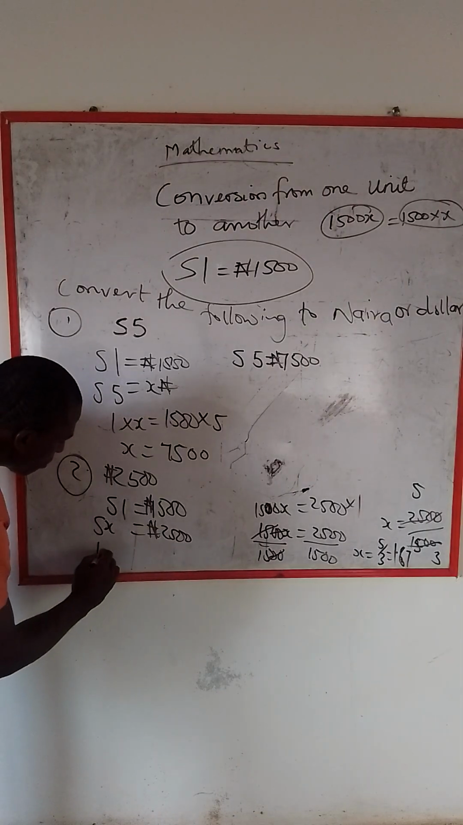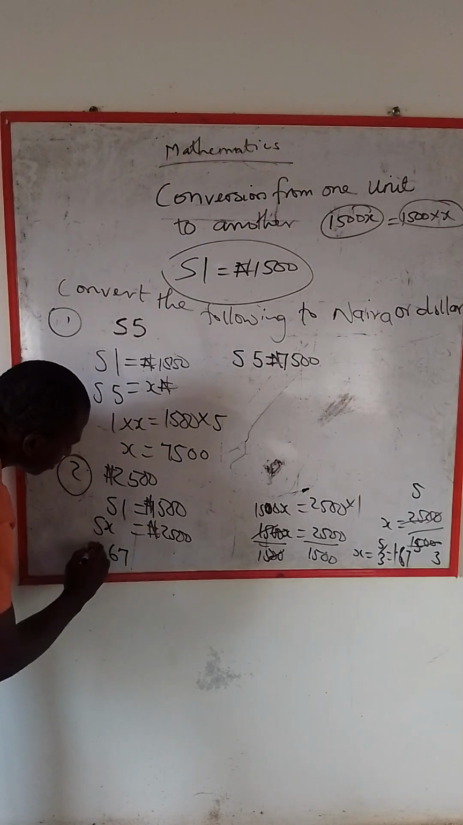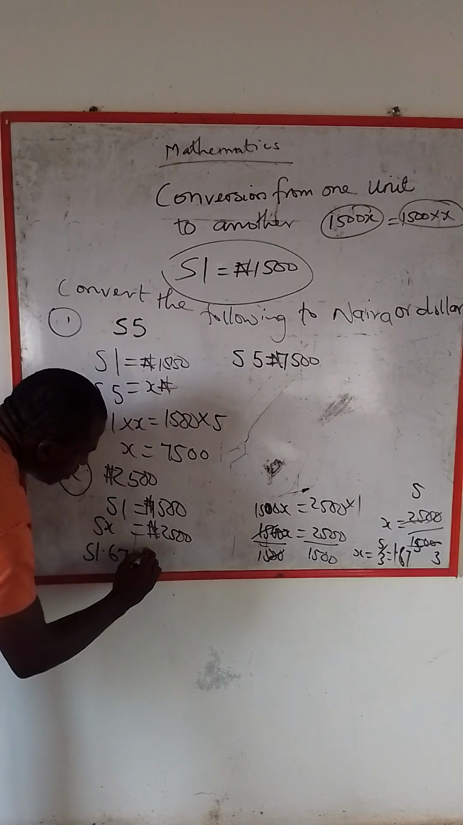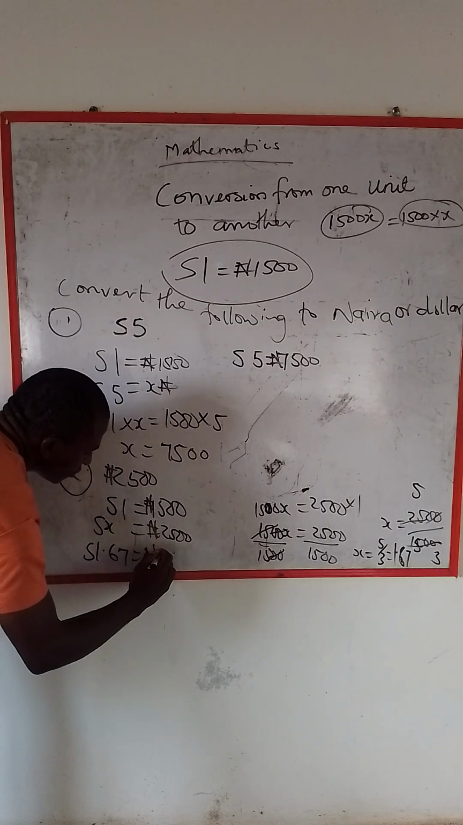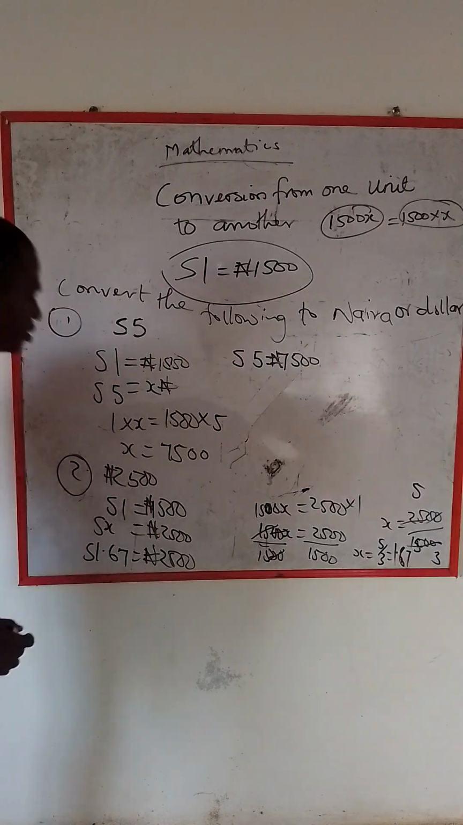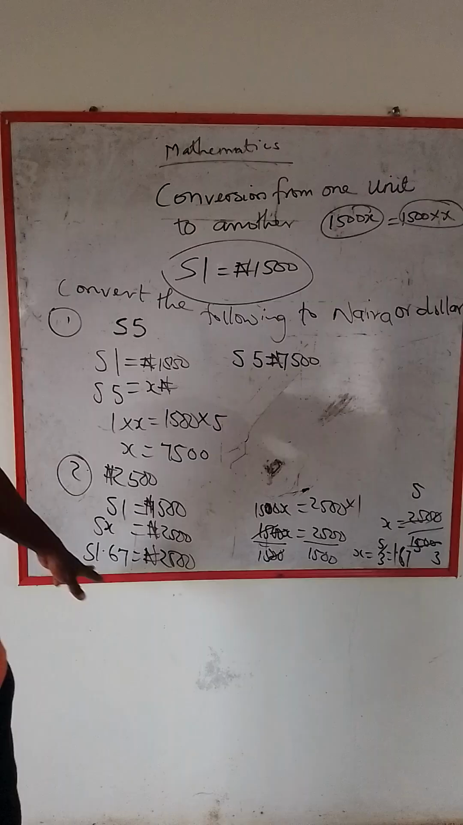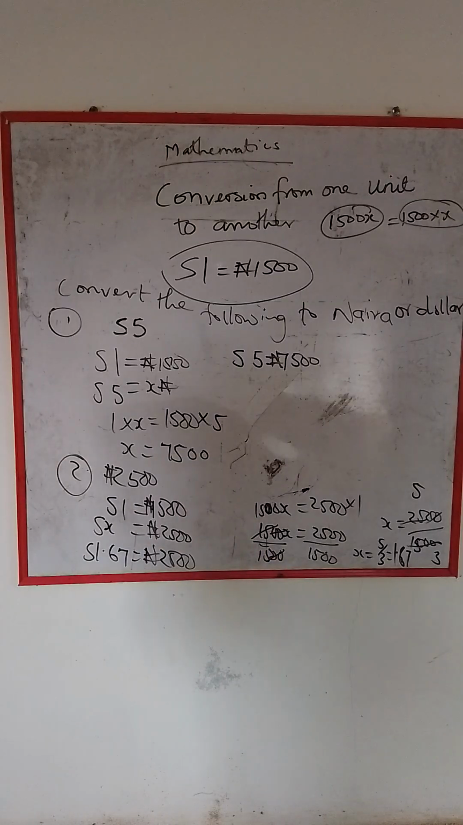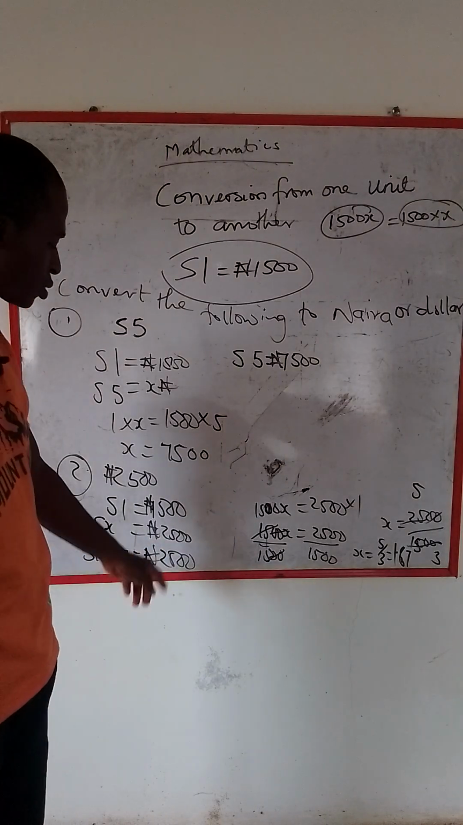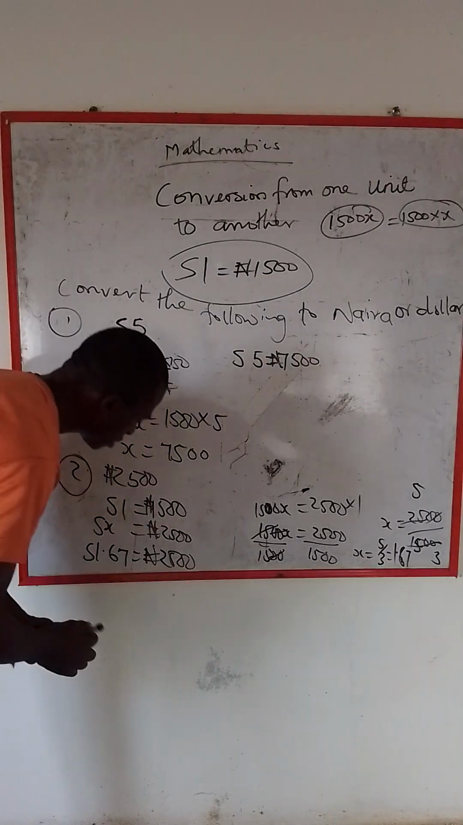What we are saying is $1.67 is equivalent to what? 2,500 naira. That is what we have said from our relationship. So we have done the calculation, we have gotten this, that $1.67 is equal to what? 2,500 naira.